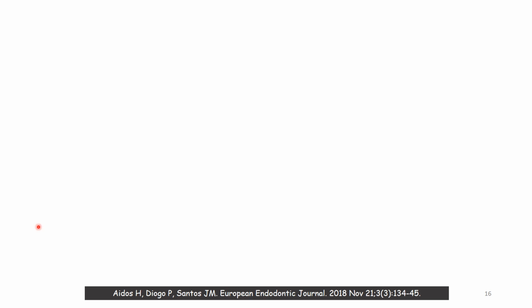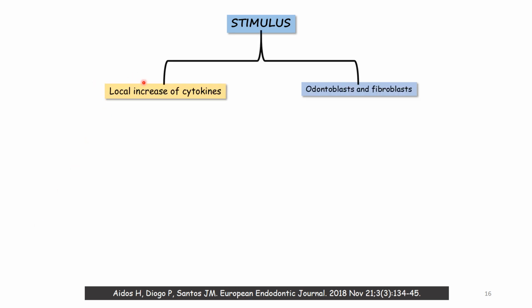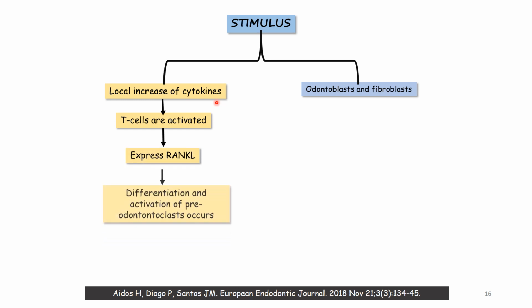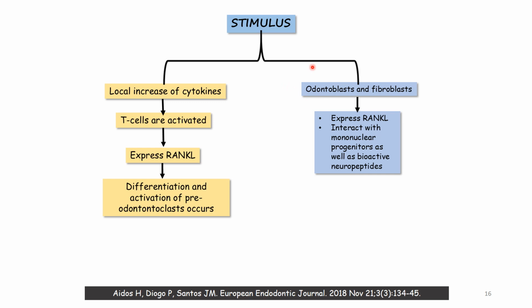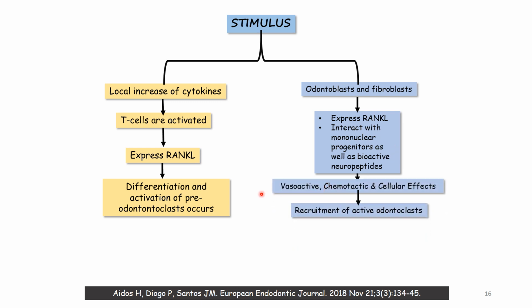Now, let's understand the process of root resorption caused by odontoclasts. Once there is a stimulus, either physiological or pathological, there is a local increase of cytokines, and the odontoblasts and fibroblasts are activated. With the local increase of cytokines, the T cells get activated, eventually expressing RANKL. These lead to the differentiation and activation of the pre-odontoclasts, eventually converting into odontoclasts. With the activation of odontoblasts and fibroblasts, there is expression of RANKL and interaction with the mononuclear progenitor cells. They lead to vasoactive, chemotactic and cellular effects with the recruitment of active odontoclasts. Both these processes result in root resorption.